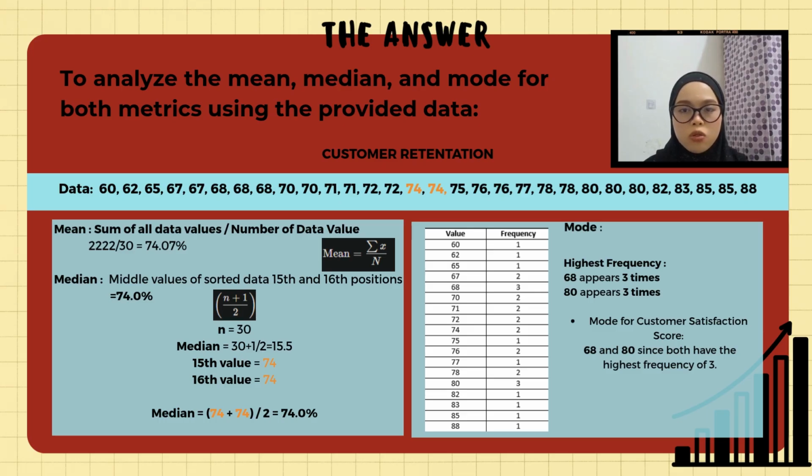For the mode, you look at the highest frequency. The numbers with the highest frequency here are 68 and also 80 because each appears 3 times. So the mode for customer retention score is 68 and 80.